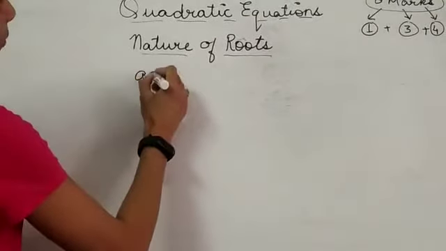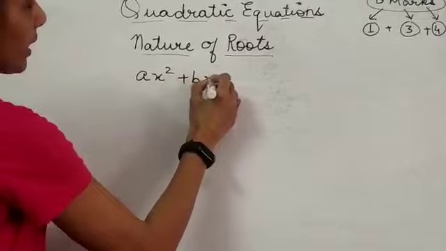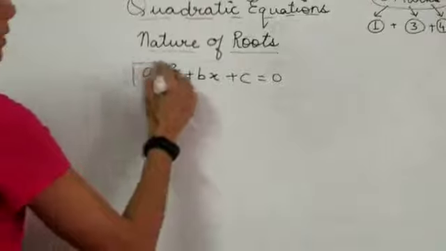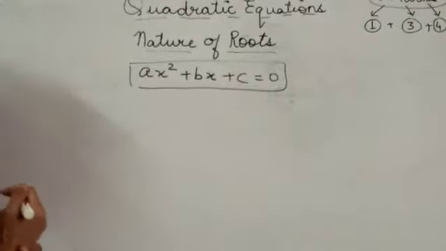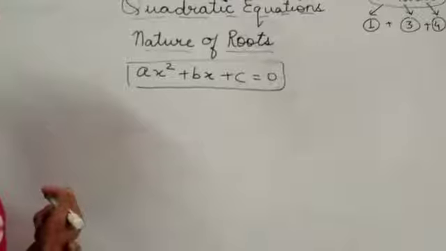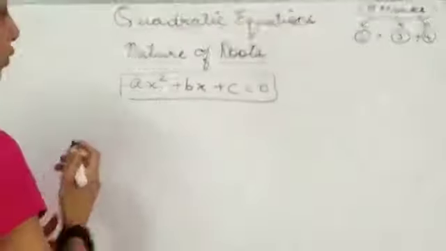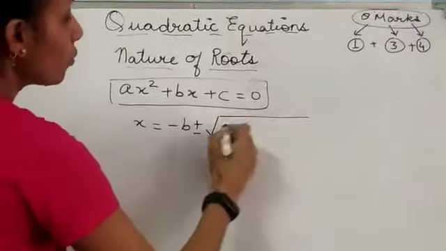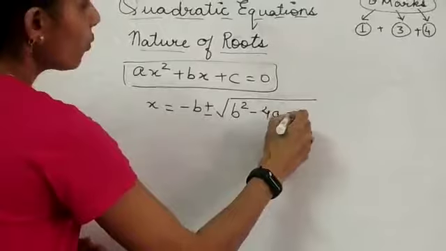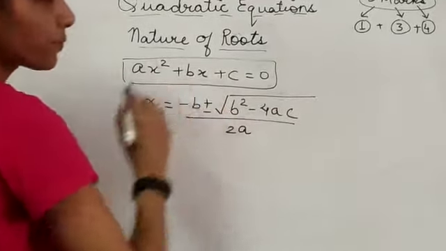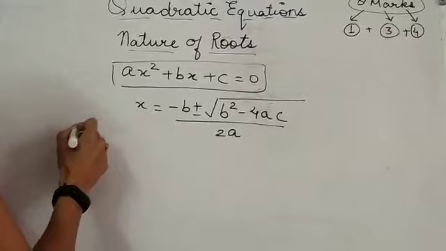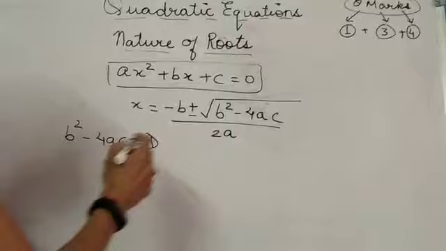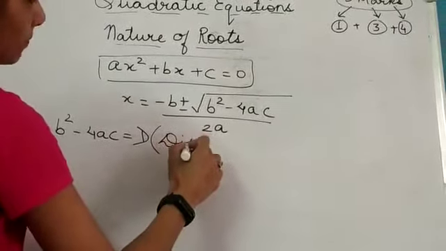You know quadratic equation in its general form can be written as ax square plus bx plus c equal to 0. And the formula, Sridhar Acharya formula, by which we can calculate the roots of the quadratic equation is given by minus b plus minus root b square minus 4ac by 2a. I also told you that b square minus 4ac can be denoted by D and it is your discriminant.